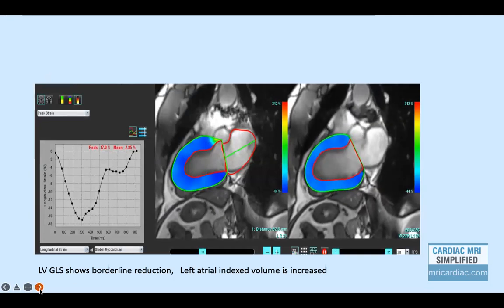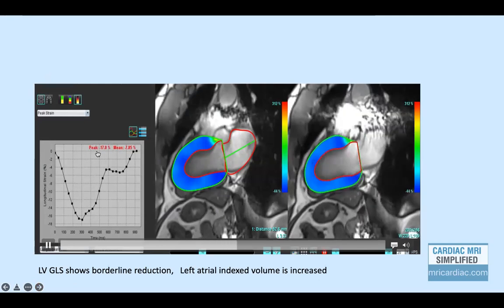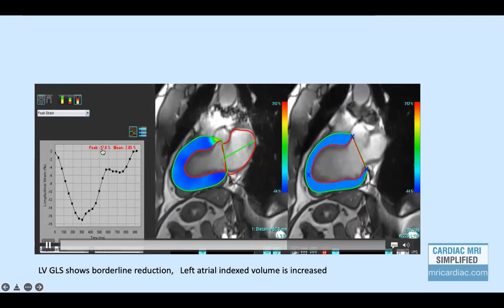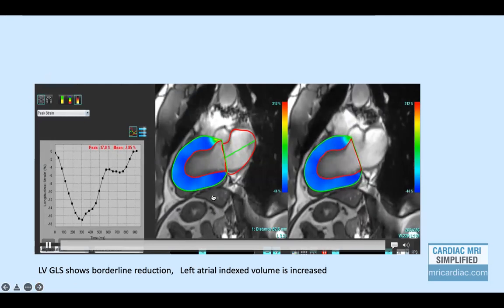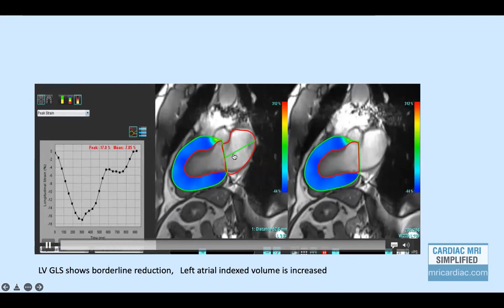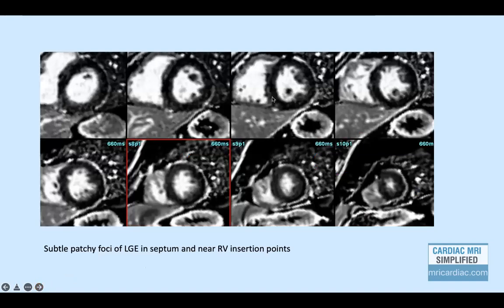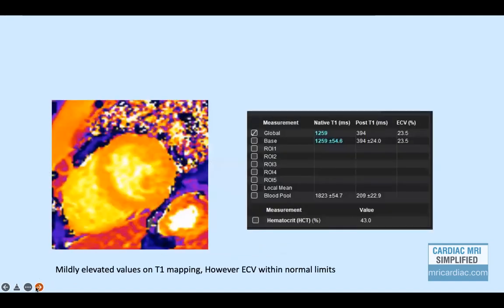The left ventricular global longitudinal strain showed borderline reduction. Normal values are in the range of -19 to -20, but here it is -17. The left atrial indexed volume, again taken from the area biplane method, was slightly increased. There was subtle late gadolinium enhancement in the interventricular septum. T1 mapping values were also mildly elevated. However, ECV was within normal limits.